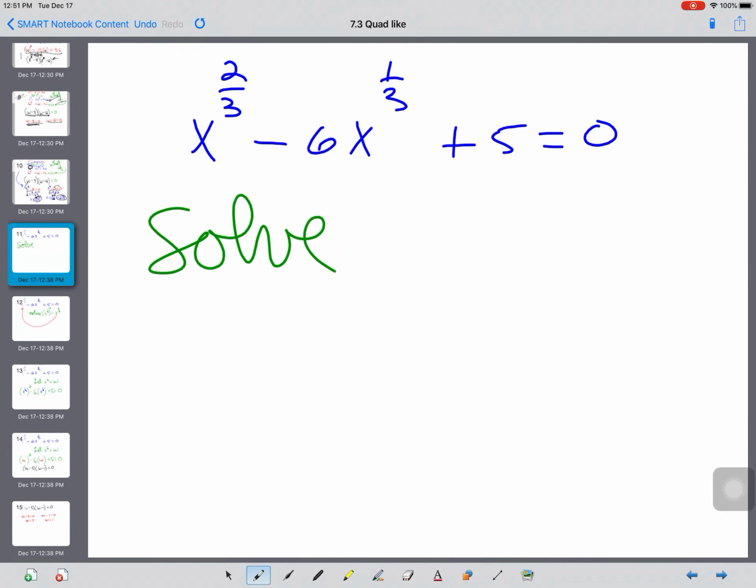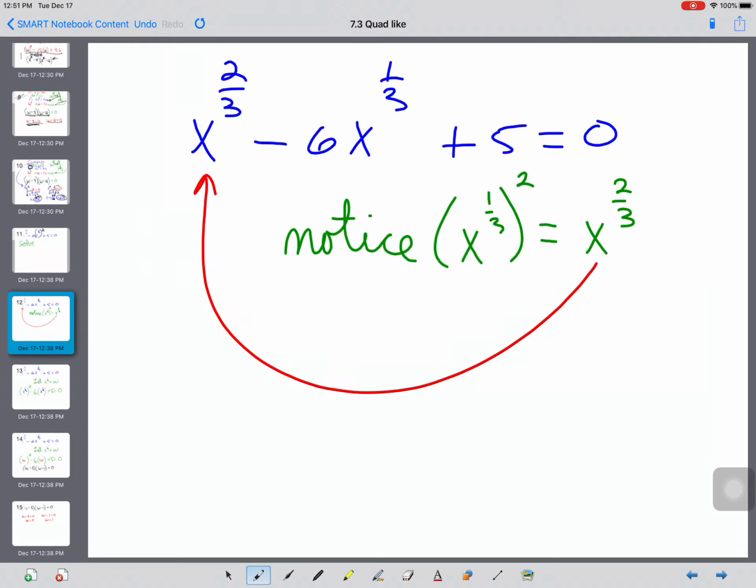So let's look at another variation on a theme. You remember back at the very beginning, I said, notice how when you take this term, the variable, and you square it, you get the original one. When I take x to the 1/3 and I square it, I get x to the 2/3, which is what you have here. That's how you know that you can do this process, that it's a quadratic-like equation, even though it's not actually a quadratic.